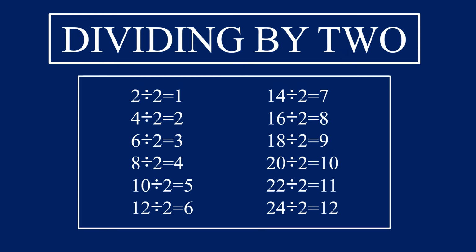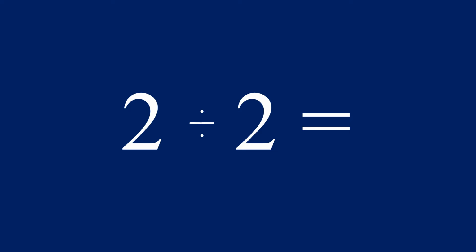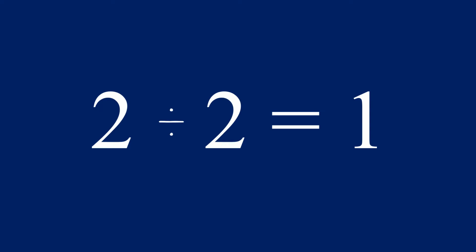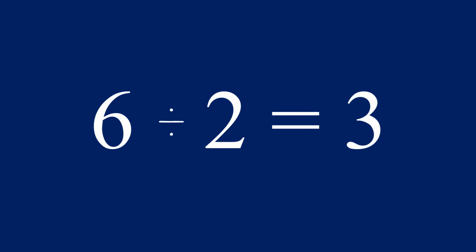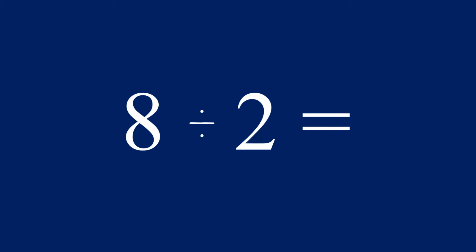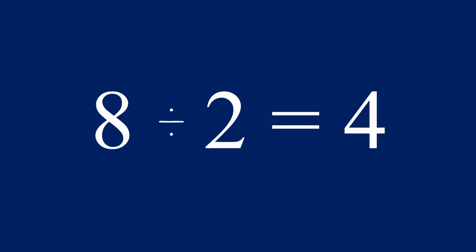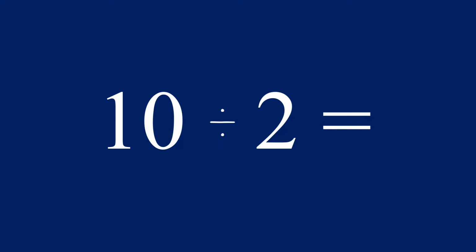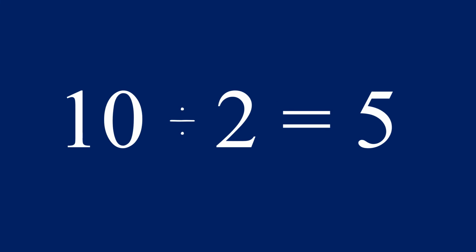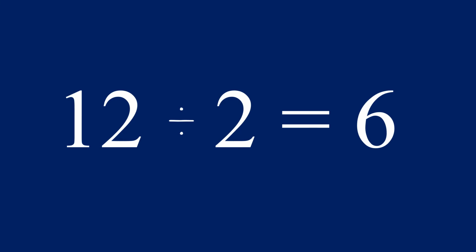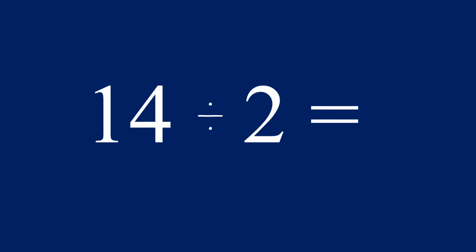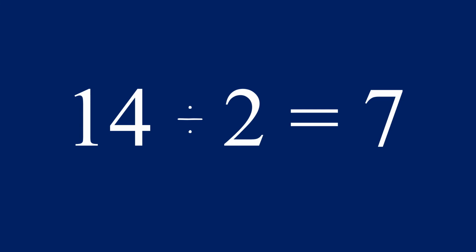Let's go! 2 divided by 2 equals 1. 4 divided by 2 equals 2. 6 divided by 2 equals 3. 8 divided by 2 equals 4. 10 divided by 2 equals 5. 12 divided by 2 equals 6. 14 divided by 2 equals 7.